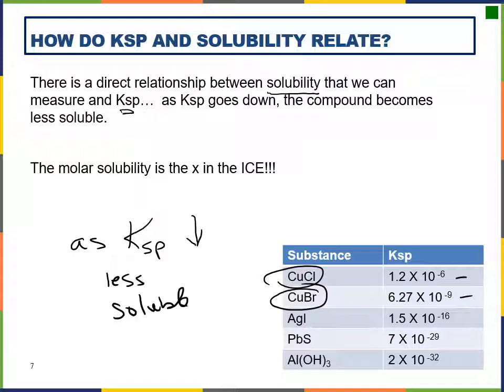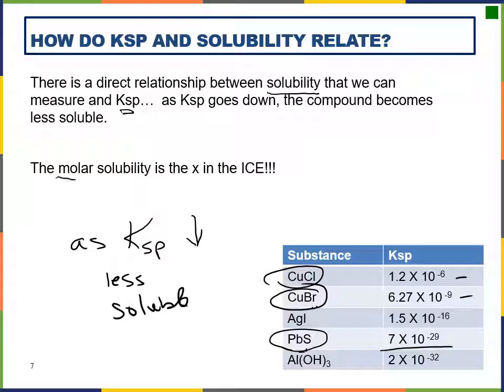So if we want to directly compare copper chloride and copper bromide, the copper bromide is more insoluble. Lead sulfide, for example, is significantly less soluble than any of those, with a Ksp of 10 to the minus 29. So what about the math?